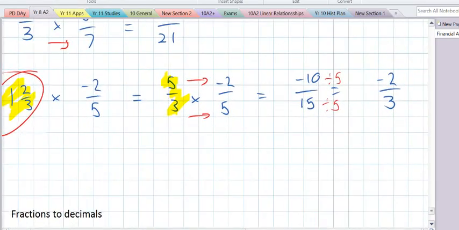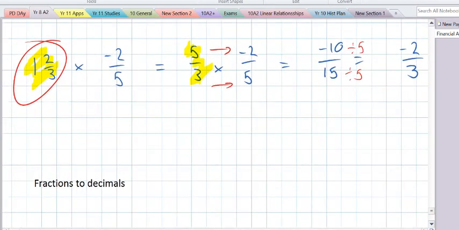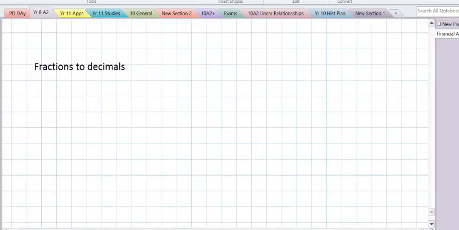Our next one is fractions to decimals. Alright, fractions to decimals, let's give us a fraction. If we did 7 over 12, how could we get that as a decimal? You just do 7 divided by 12 in your calculator and it comes out to be something.